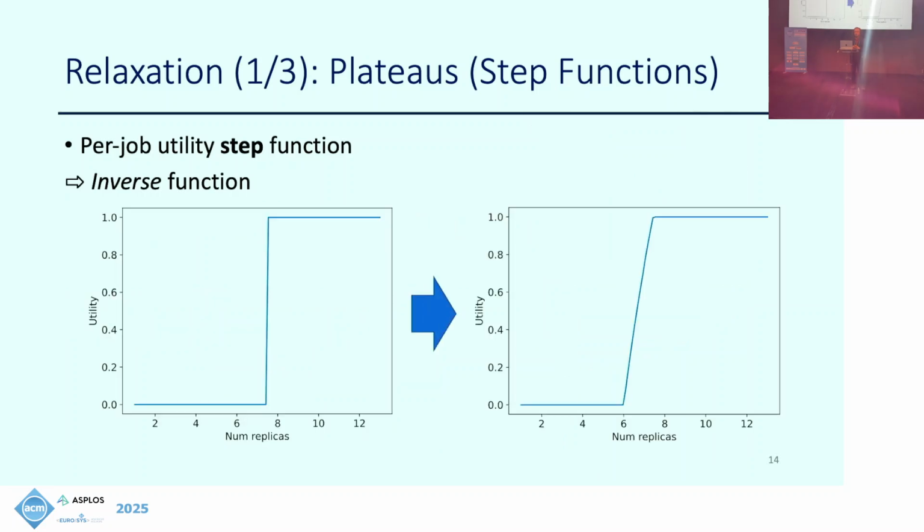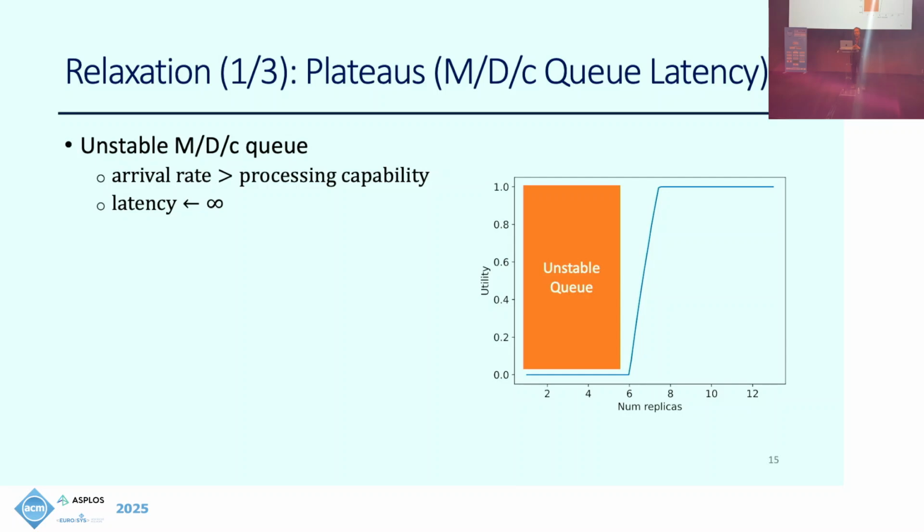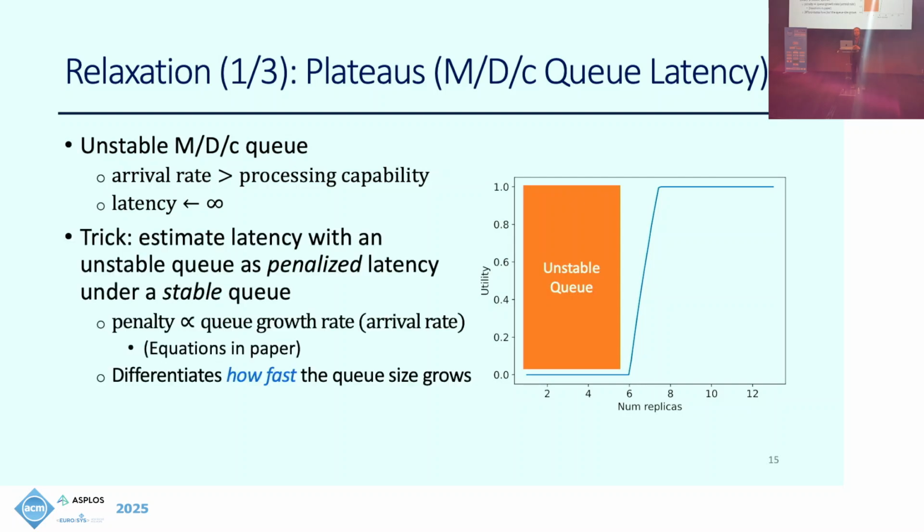Is that sufficient? Well, it eliminates the vertical drop, but it still keeps the plateau at the point where the queues are going to be unstable. This is where the utility is 0, right? So this comes back to the earlier issue that I talked about with the MDC, where unstable queues are problematic. The trick we use here is to estimate the latency under an unstable queue as penalized latency under a stable queue. We use the same penalty function. And the penalty we estimate is proportional to the queue growth rate as opposed to the size of the queue. This is the queue growth rate itself.